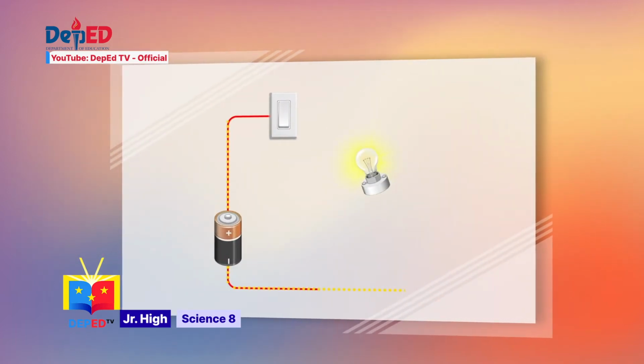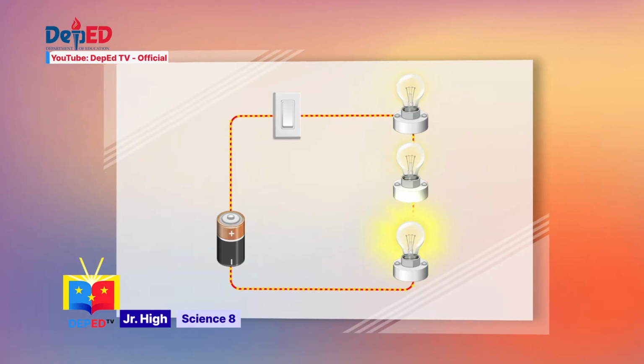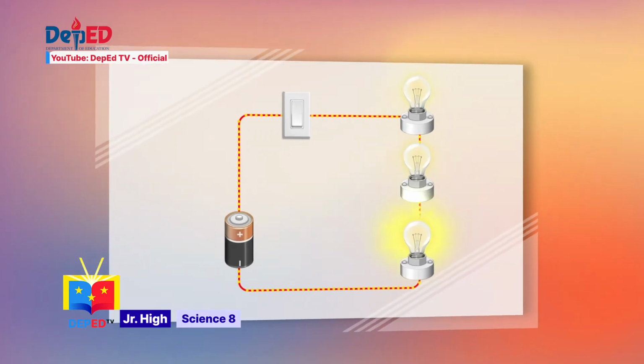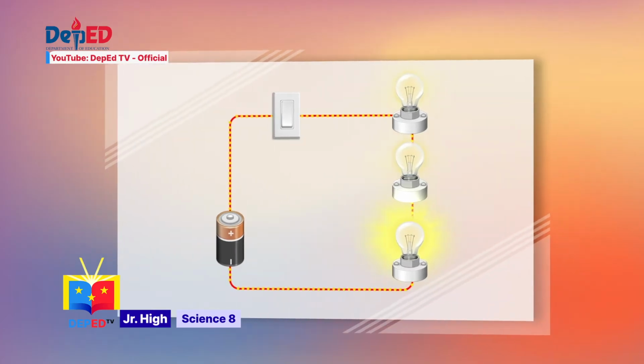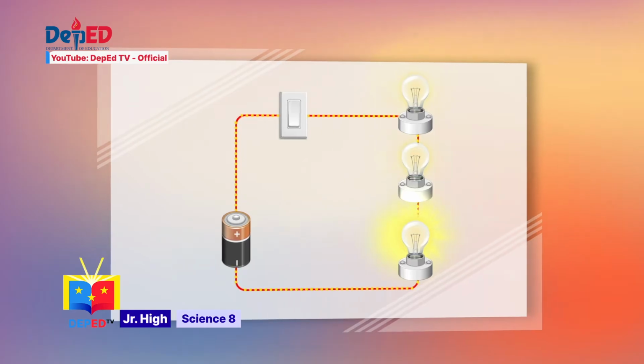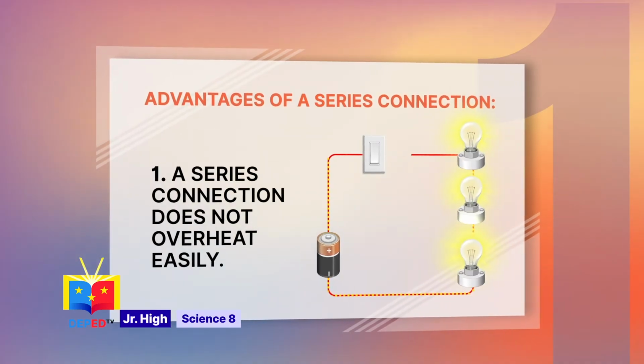In a series circuit, the more load is added, the total resistance increases at constant current. The load with a higher resistance has a greater amount of voltage across it, causing the load to convert more electrical energy to light and heat. These are some of the advantages of a series connection.